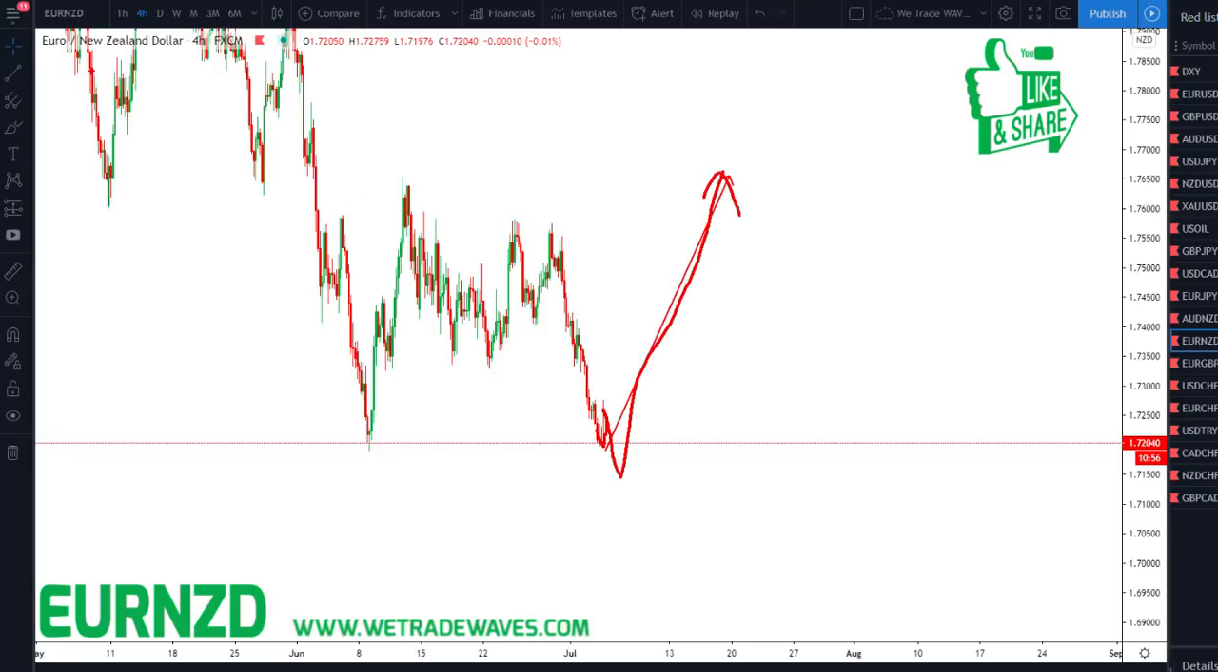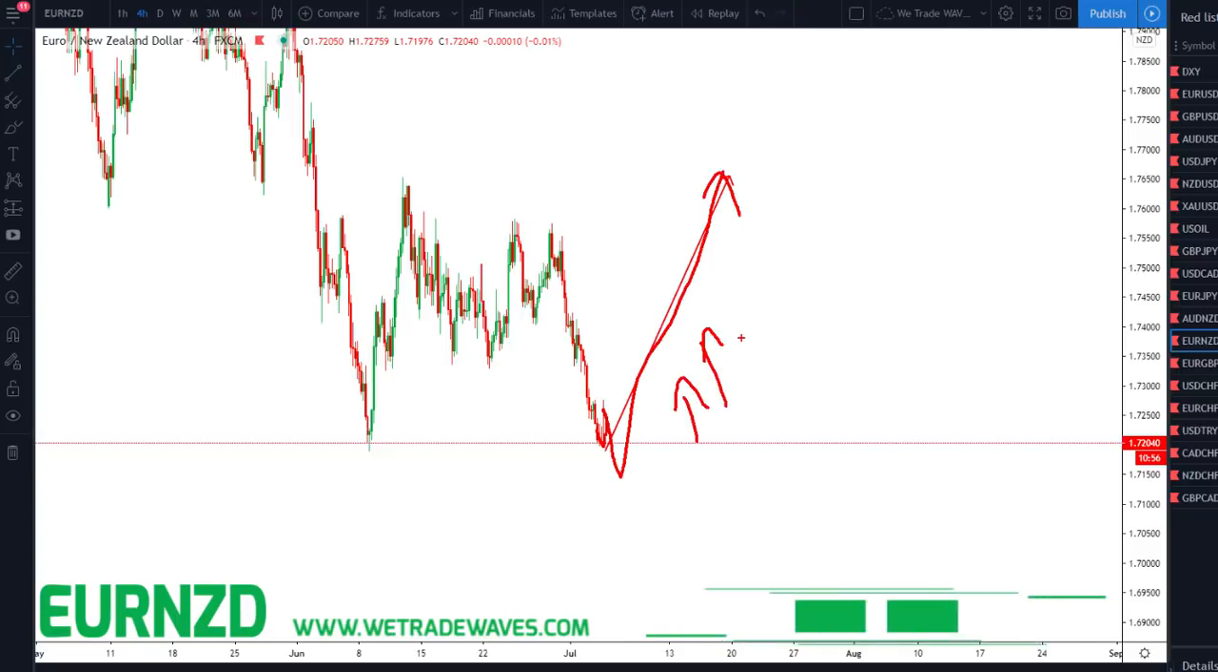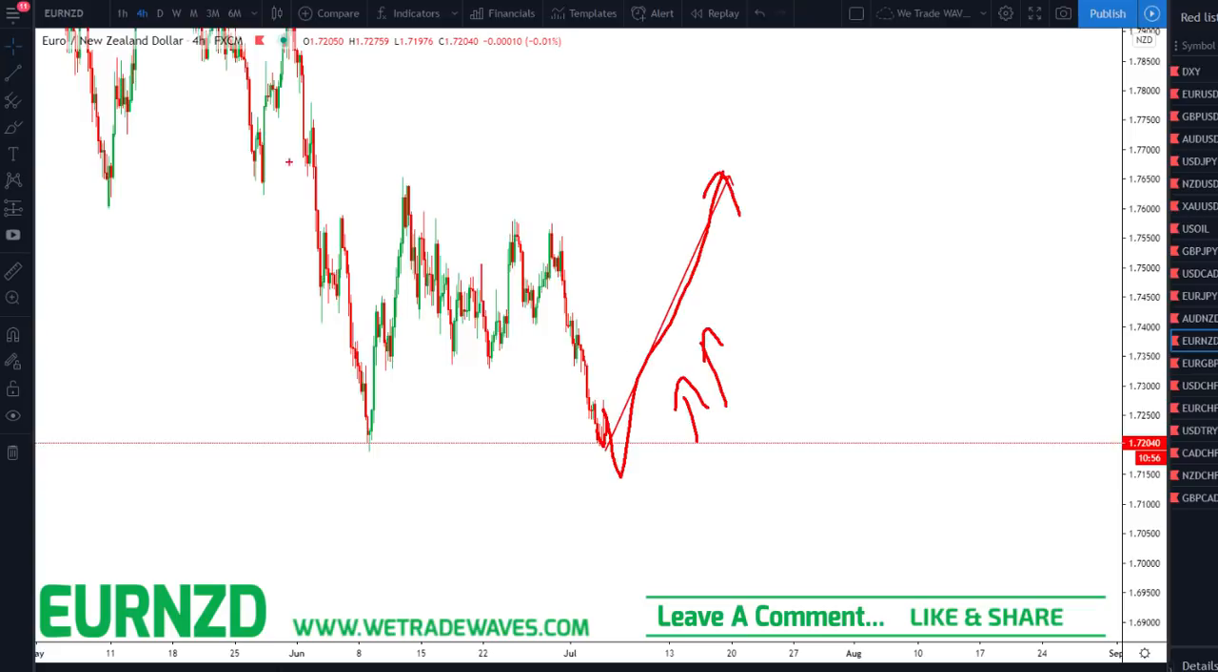The next wave and the next direction that we are looking for is up. So this means any sell setup we get, we will ignore, and any buy setup we get, we will go for it. The next wave and the next direction is toward the upside. And this will be a New Zealand move. We are expecting New Zealand to get weaker. And this is what will push Euro New Zealand to the upside.